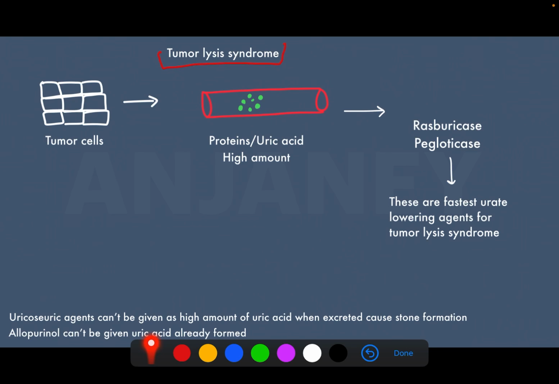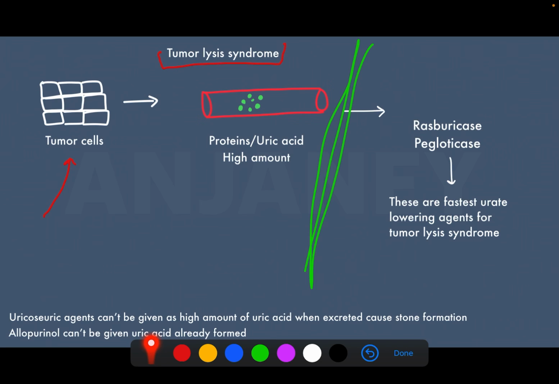See, what is tumor lysis syndrome? Whenever there is a tumor, if we give any chemotherapy or there is spontaneous breakdown of the cells, then a lot of protein will be released in blood, right? This protein will be converted into uric acid. So there is high uric acid in your blood. Now the problem is this: you are having high uric acid in blood. Now how will you solve this?